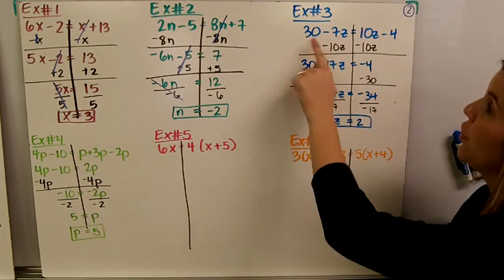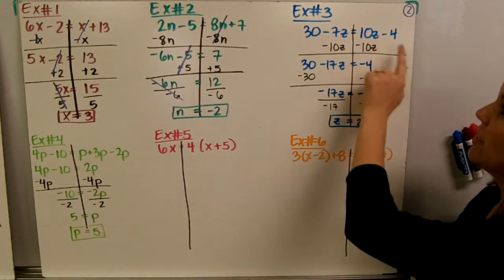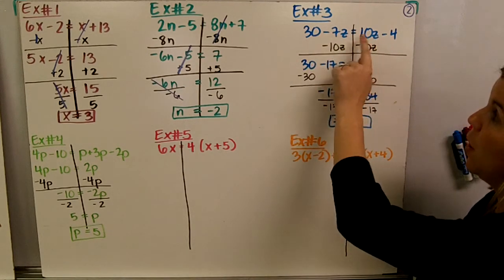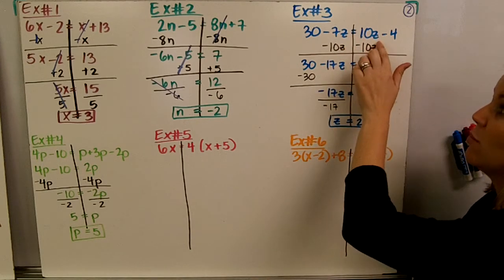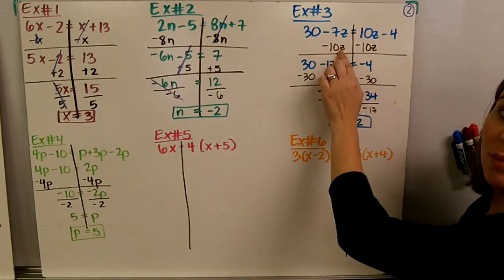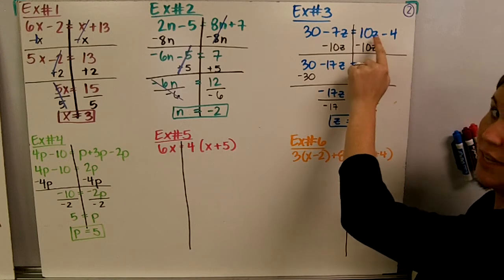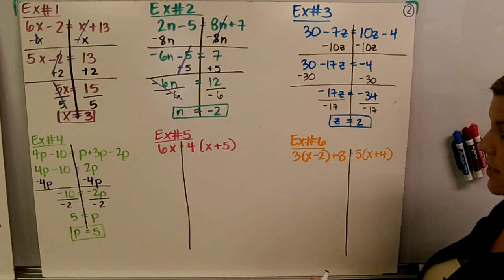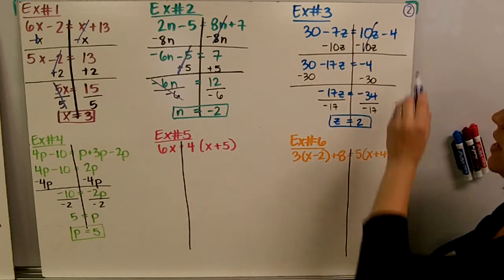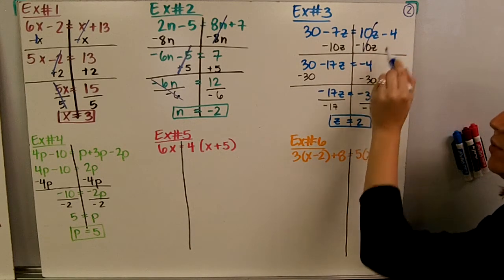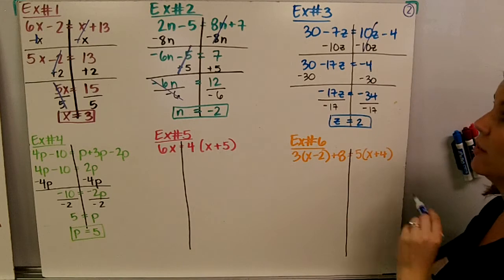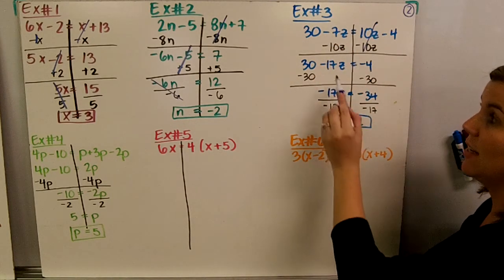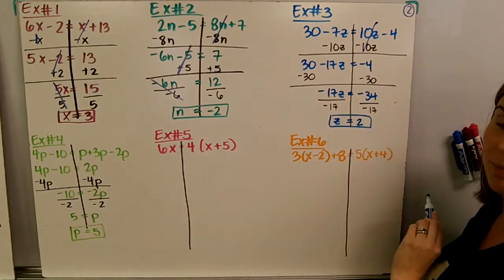Example 3, 30 minus 7z equals 10z minus 4. I have z's on both sides, so I'm going to subtract 10z from each side. It's a positive 10, so the opposite would be to subtract. These 10s cancel. Negative 4, keep the sign with the 4, so negative 4 comes down. This is negative 7z minus 10z, negative 17z.